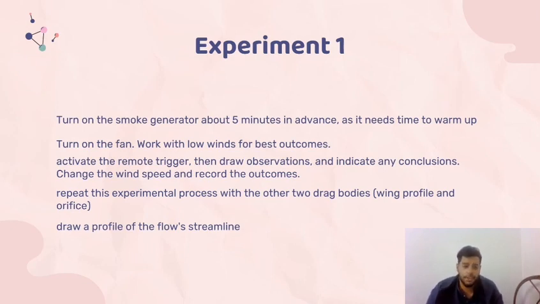Third is to activate the remote trigger, then draw observations and indicate any conclusions, and also change the wind speed and record these outcomes. And please repeat the experiment process with the other two drag bodies, such as the wing profile and orifice, and finally draw a profile of the flow streamline.